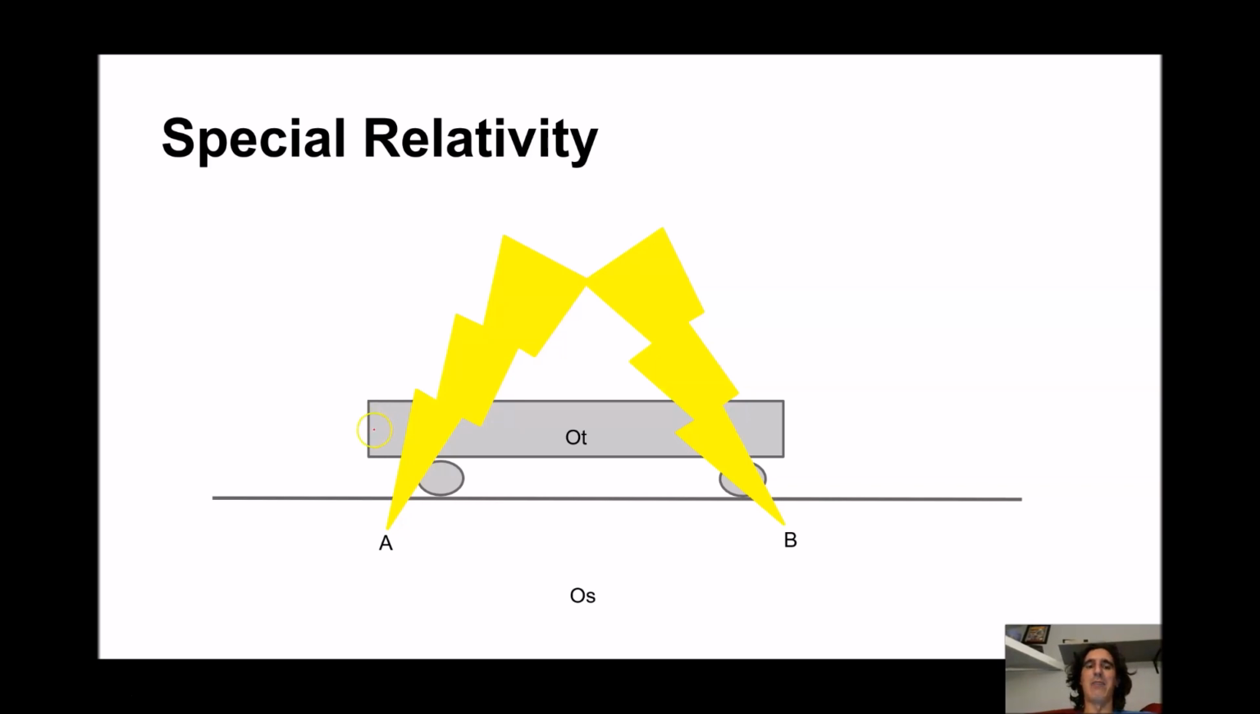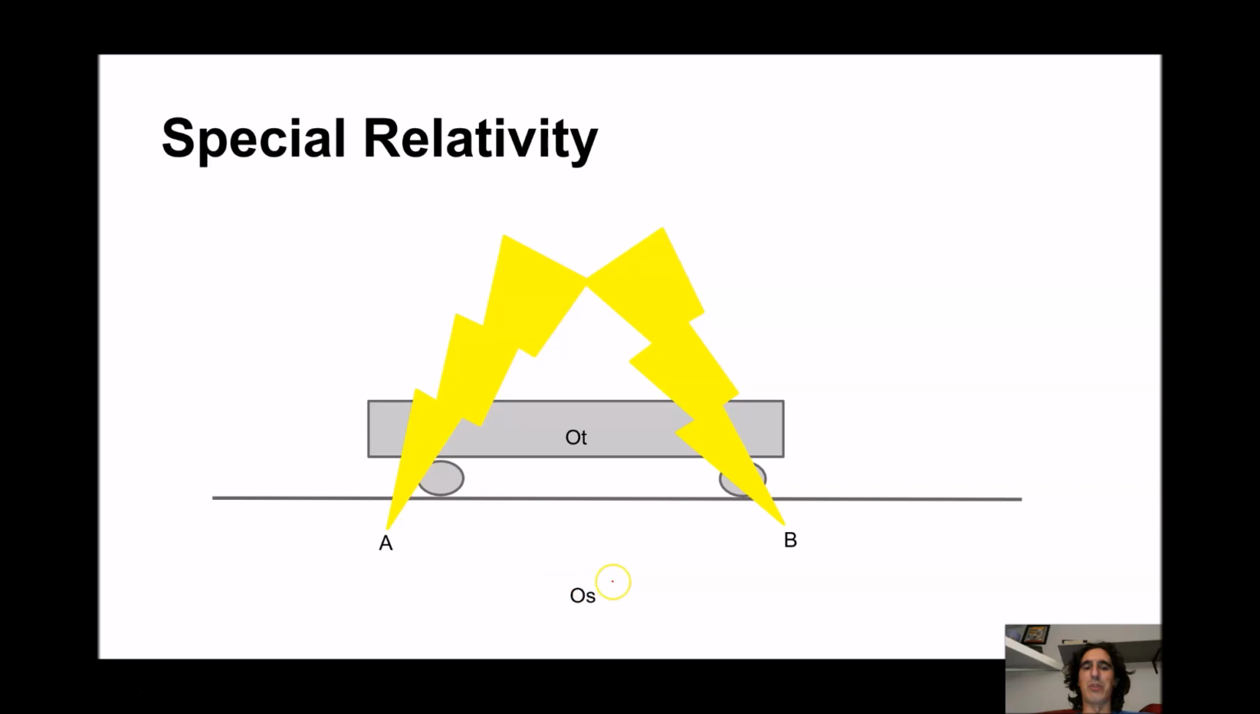In this scenario, we have a stationary train. O stands for observer, so we have an observer inside the train. S stands for stationary, so outside the train, we have a stationary person. We're going to look at the scenario in which 2 bolts of lightning strike bells at A and B at the same time. These 2 bolts of lightning, A and B, are the same distance away from the center, so they strike A and B simultaneously.